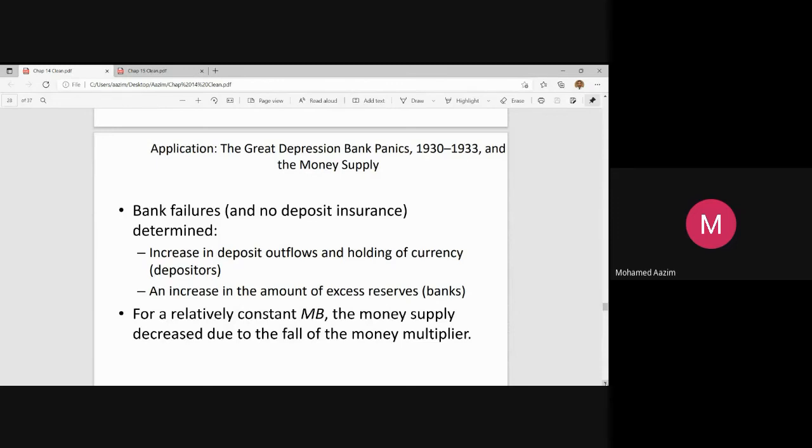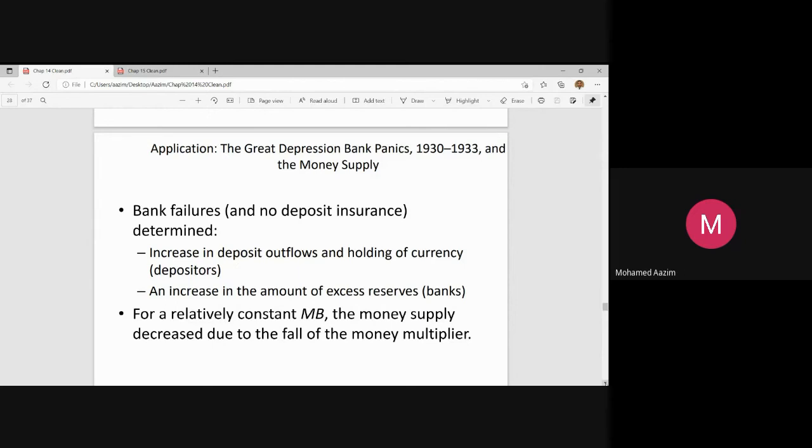So people started seeing deposits pulled out and held in currency form. So depositors' behavior immediately would have contributed to increase the small c in the equation. Increasing small c would pull down the money multiplier, small m. You have already seen that. We were explaining what happens when small c increases.